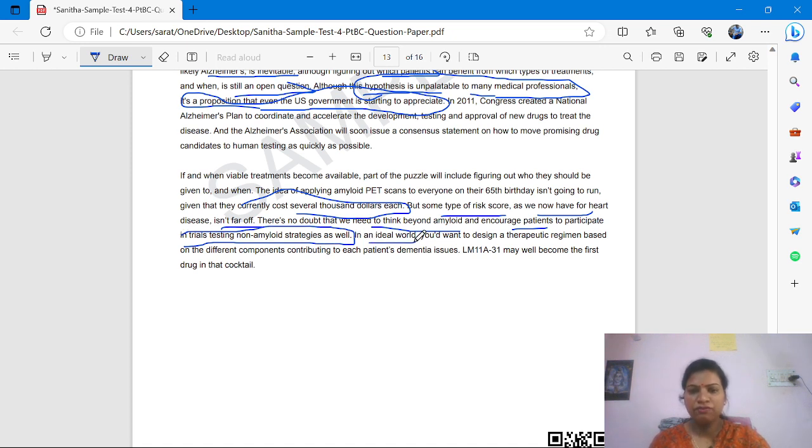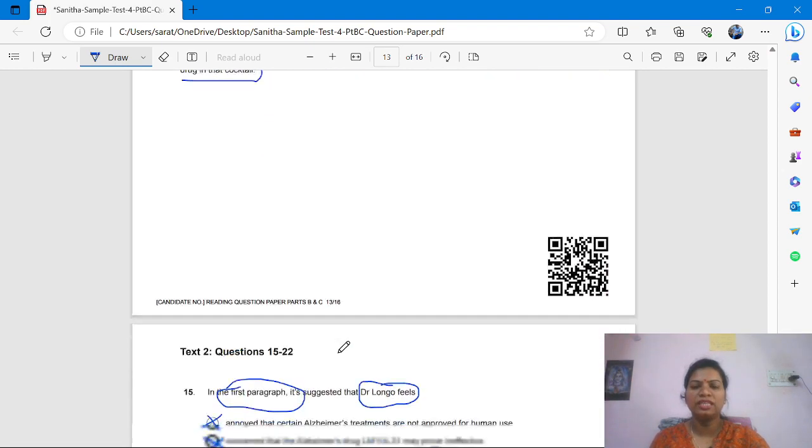In the ideal world, you would want to design a therapeutic regimen based on the different components contributing to each patient's dementia issues. LM11A31 will become the first drug in that cocktail. So what is the answer here?